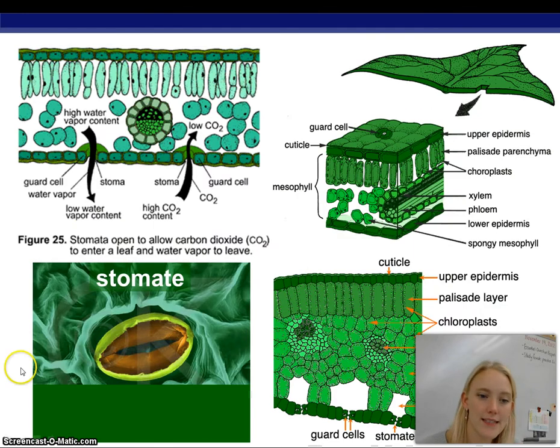Just a couple of quick things. If this is the cross-section of the leaf, so this might be the top of the leaf, this might be the bottom of the leaf, these cells here are called guard cells, and they can open and close, and the opening is called the stoma, and that's where carbon dioxide and water can enter and leave. So they can open and close, and that's something they can regulate depending on the environment as well.